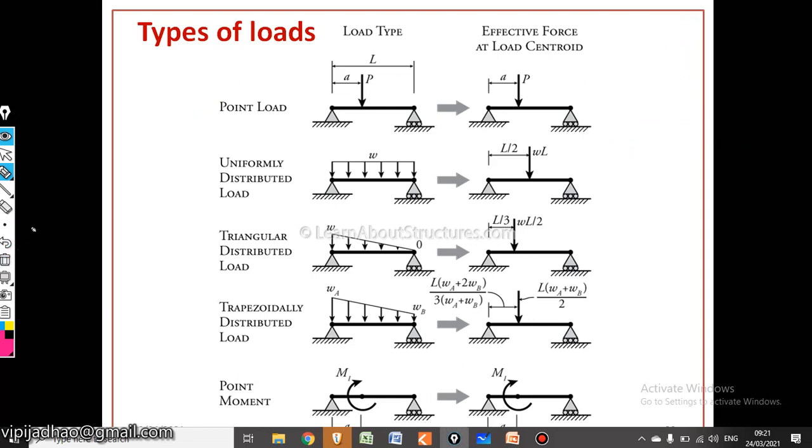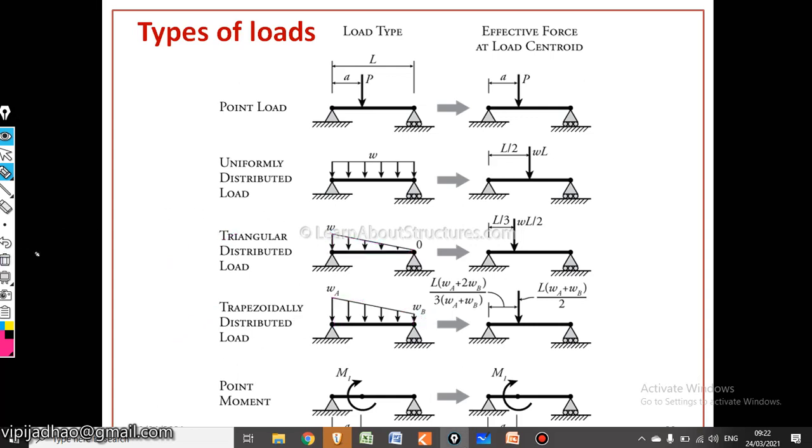Then we have uniformly distributed load. The intensity of load throughout the length of your beam will be uniform, therefore it is called uniformly distributed load. Then we have triangular load. Here the intensity varies linearly from one end to the other end. Then we have trapezoidal load. The intensity varies linearly from one end to the other, but at the other end the intensity won't be zero.